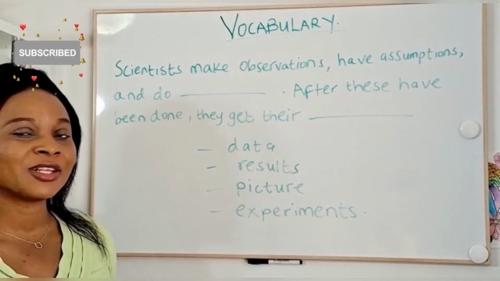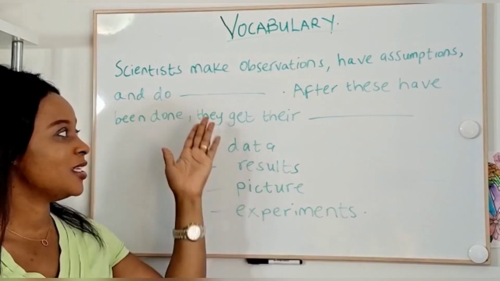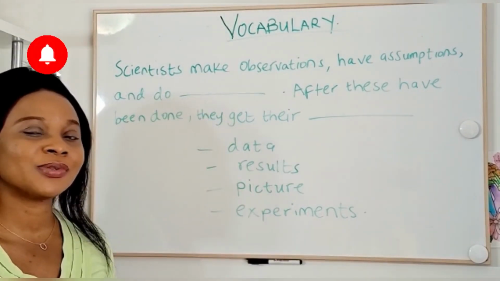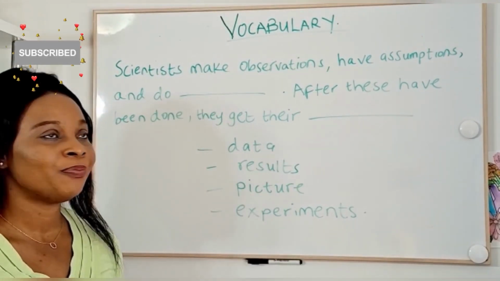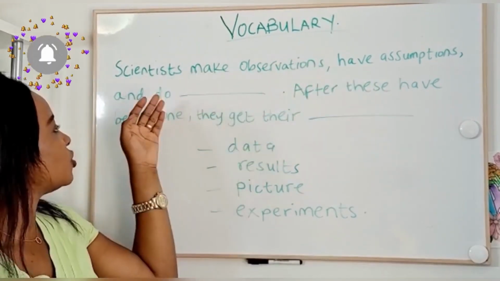I guess you're wondering, I thought you want to teach us vocabulary. Yes, and the best way to teach you vocabulary is by examples. You're going to understand it better. So let's look at this. Scientists make observations, have assumptions, and do dash.